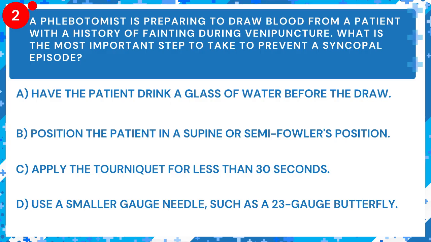A phlebotomist is preparing to draw blood from a patient with a history of fainting during venipuncture. What is the most important step to take to prevent a syncopal episode?